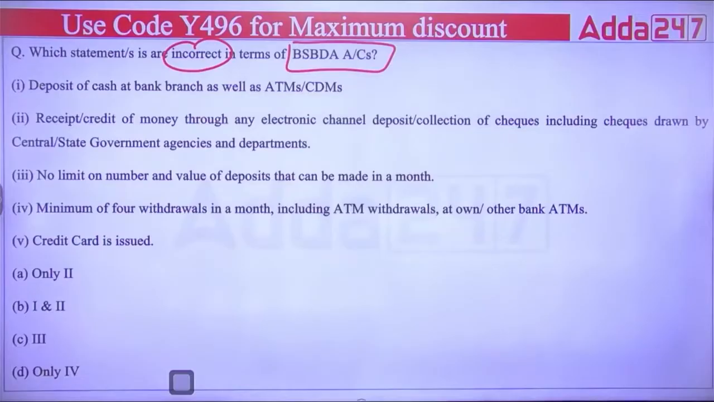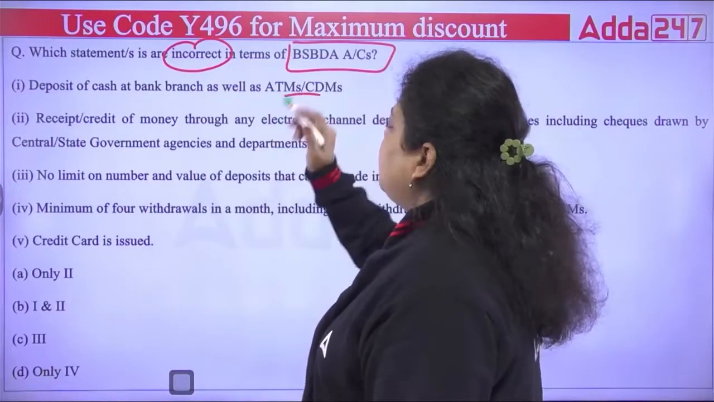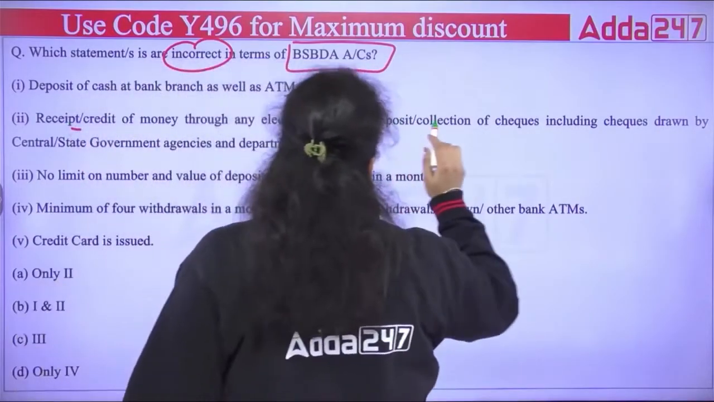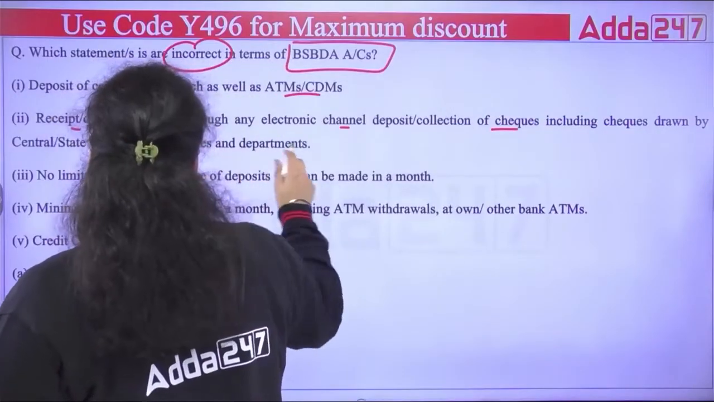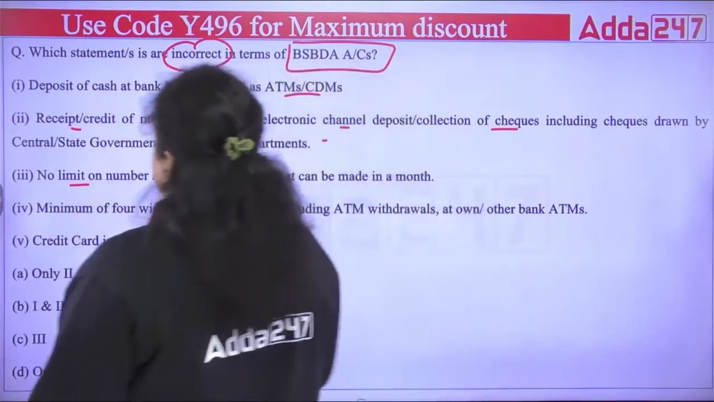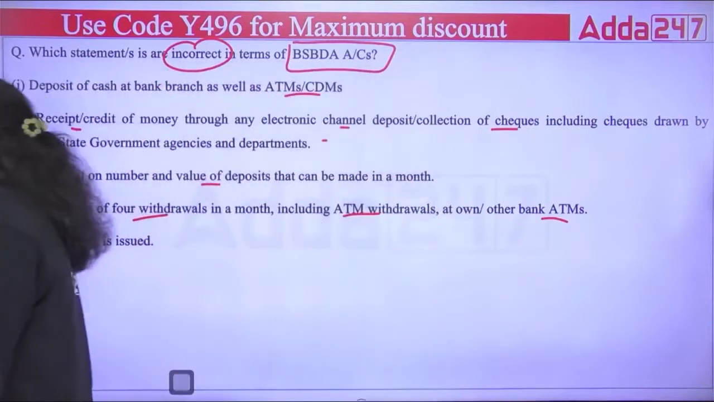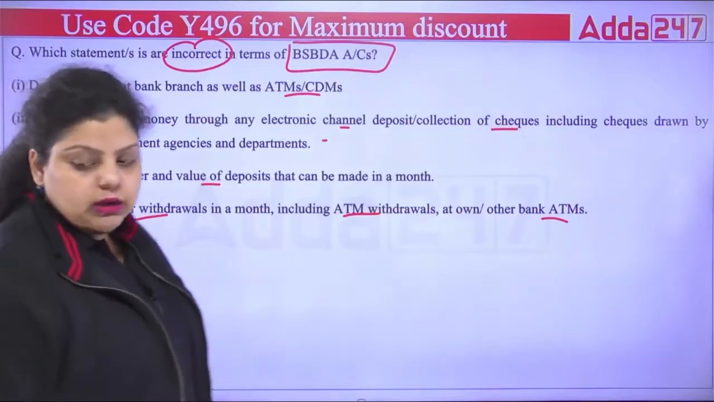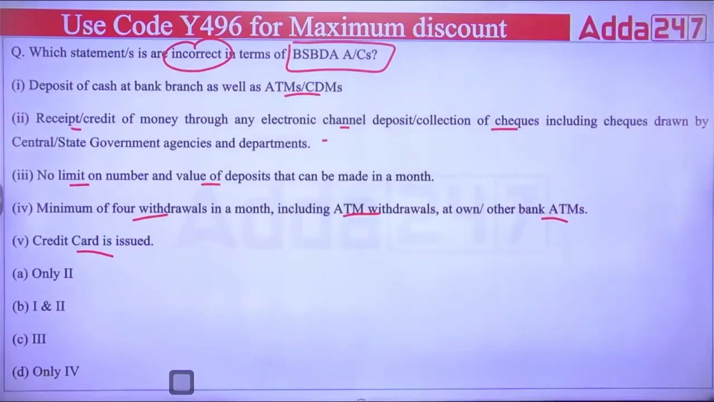Okay. The first is saying deposit of cash at bank branch as well as ATM or CDMs, cash deposit machine. Second, receives credit of money through any electronic channel, deposit, collection of check, including check drawn by central government, state government agencies and department. Low limit on number and value of deposits that can be made in a month. Minimum of 4 withdrawals in a month, including ATM withdrawals or the other bank ATMs. And then the credit card is issued. Out of these, which condition or which statement is the incorrect one for BSBD account?